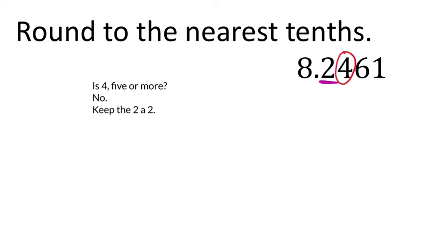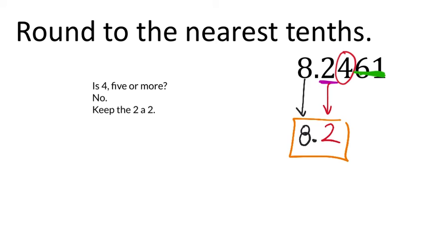Okay, so the 2, just going to drop that down as a 2. Everything to the left stays the same, whether it's the 8 or the decimal. And everything to the right, we just ignore it. So we end up with just 8.2 on this one. And even on Canvas for the homework, you're not going to want to put these as zeros. I just want to put 8.2 right there.